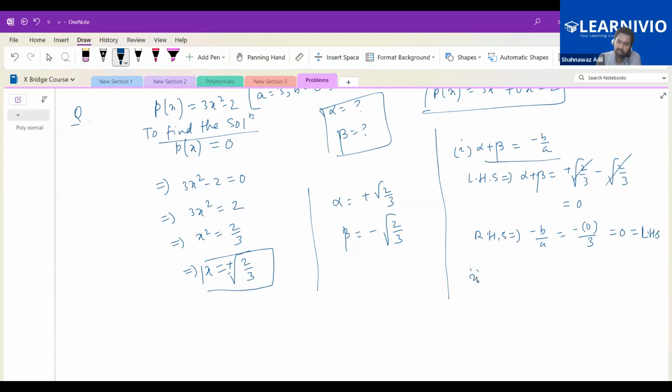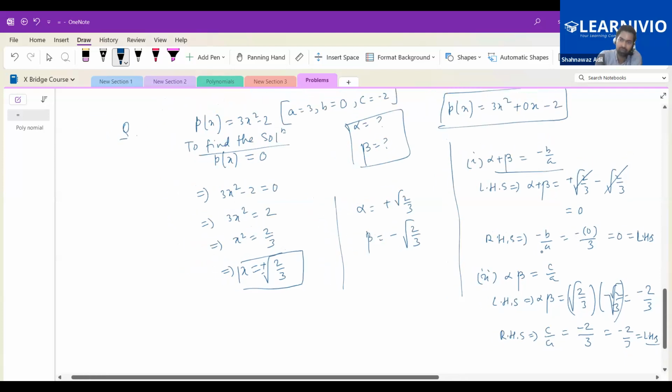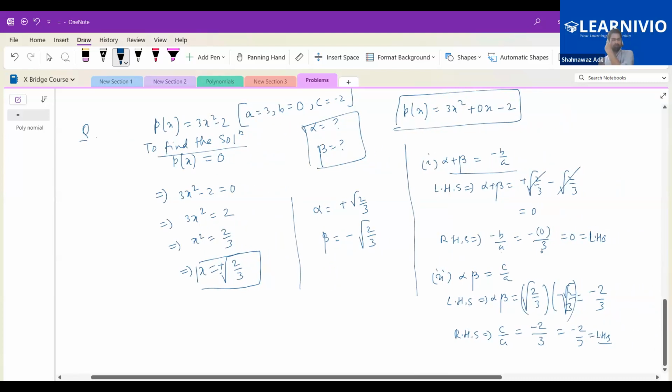Product is how much? Product is c by a. So LHS is alpha beta, which is plus and minus, so this would be minus 2 by 3. Similarly, what is RHS? RHS is c by a. c is minus 2, a is 3. So minus 2 by 3, which is equal to the LHS. So hence proved. Okay, sir. Okay. So any other doubt that you have?